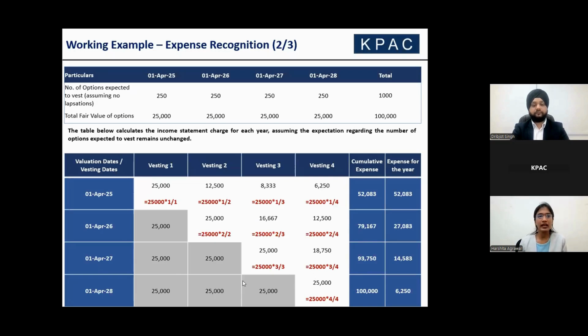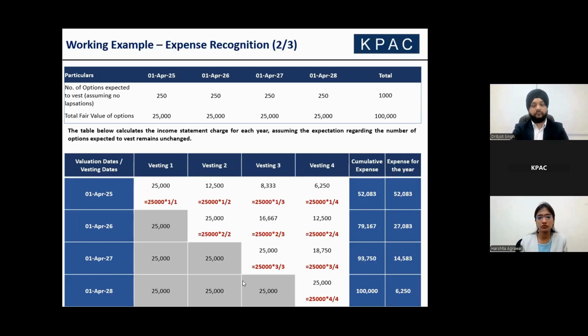At the top, we have the total number of options which are expected to vest, adding up to 1,000 options by the end of 4 years. We need to recognize the total fair value of options, which is 1 lakh, over the vesting period. Now, if we look at the chart below, which is commonly known as the waterfall chart, we can see that we are not just booking the cost of what is vesting in that year, but also the proportionate expense of year 2, year 3, and year 4 as well.